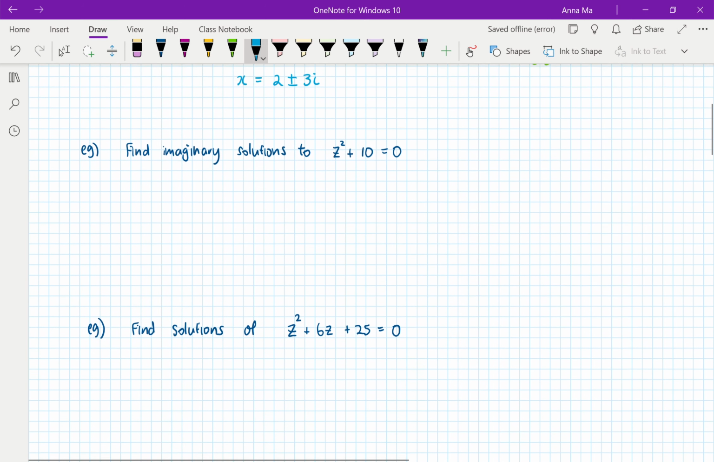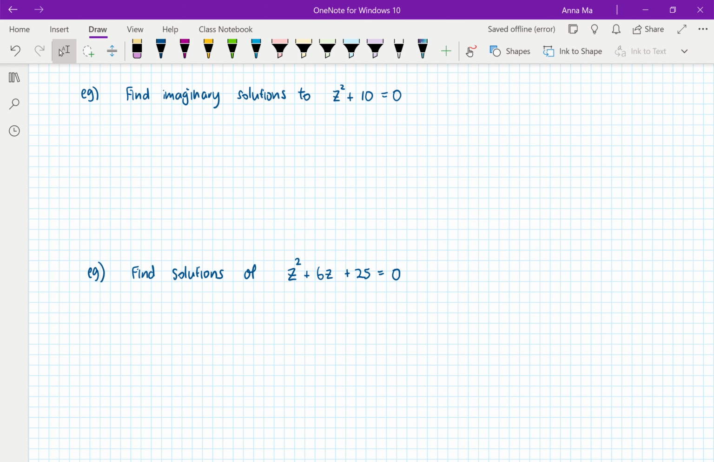For the second quadratic equation, find imaginary solutions to z squared plus 10 is equal to 0. Now for this one, because I've got the sum of two squares, I can use sum of two squares to rewrite the equation, or I should say factorize the equation. So remember that if we multiply two conjugates, we end up getting the sum of the squares of the terms.